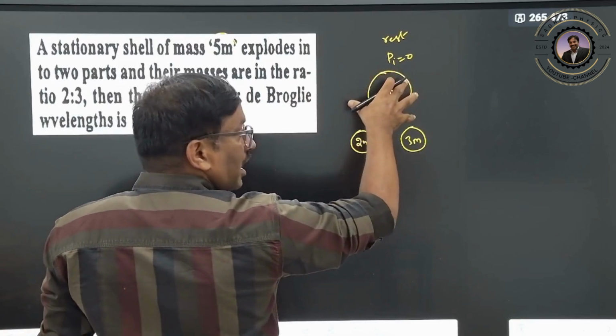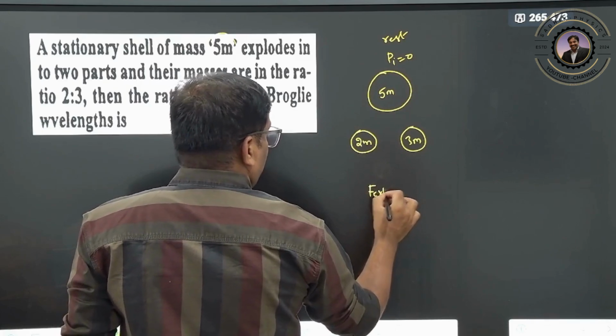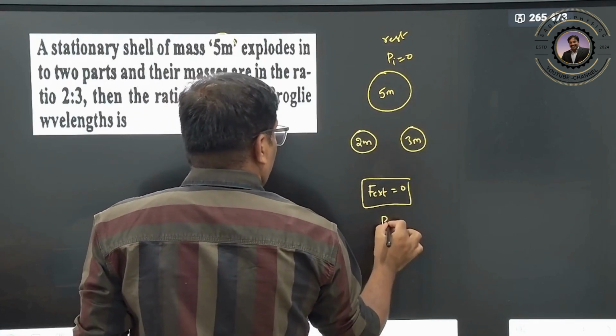This explosion takes place due to internal forces. There is no external force acting on this system, so the net external force is 0. Therefore, what will happen now? The final momentum also should be equal to 0.